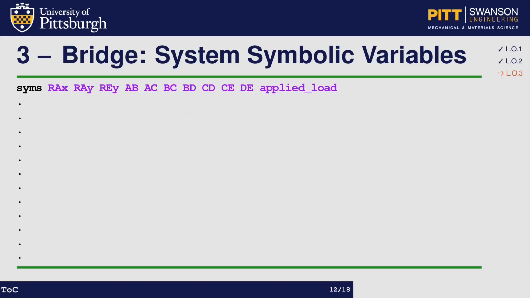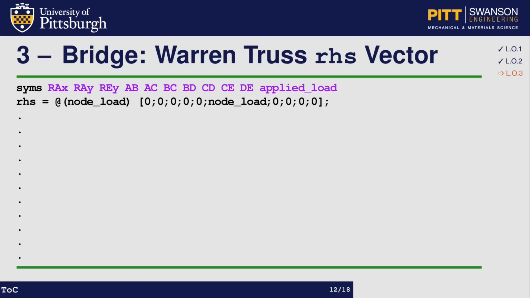We have the 3 reactionary forces from the 2 supports, as well as the internal reactionary forces in each of the members, A through E, and the applied load as well. Then we define an anonymous function for the right-hand side vector of the system of equations. In this case, the load is only applied to that singular node from before, so it only shows up in that one location in the vector.